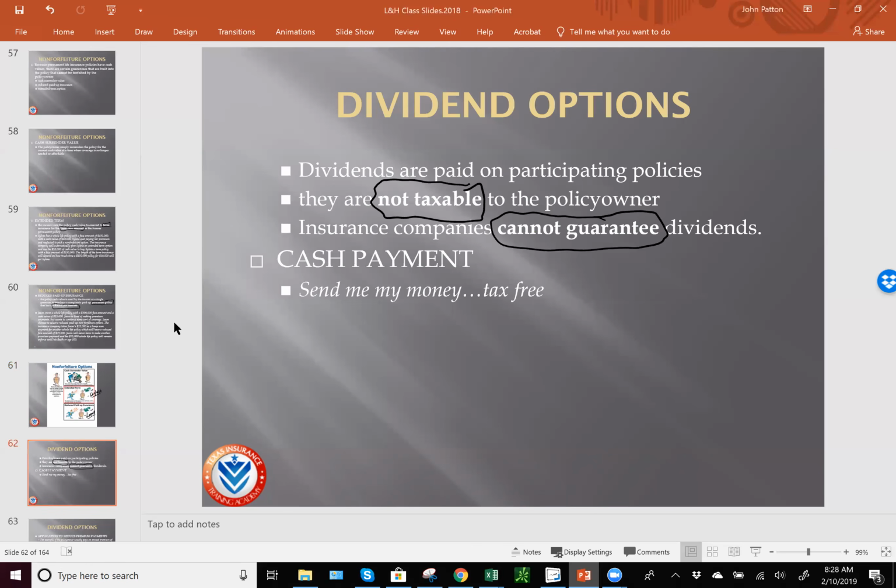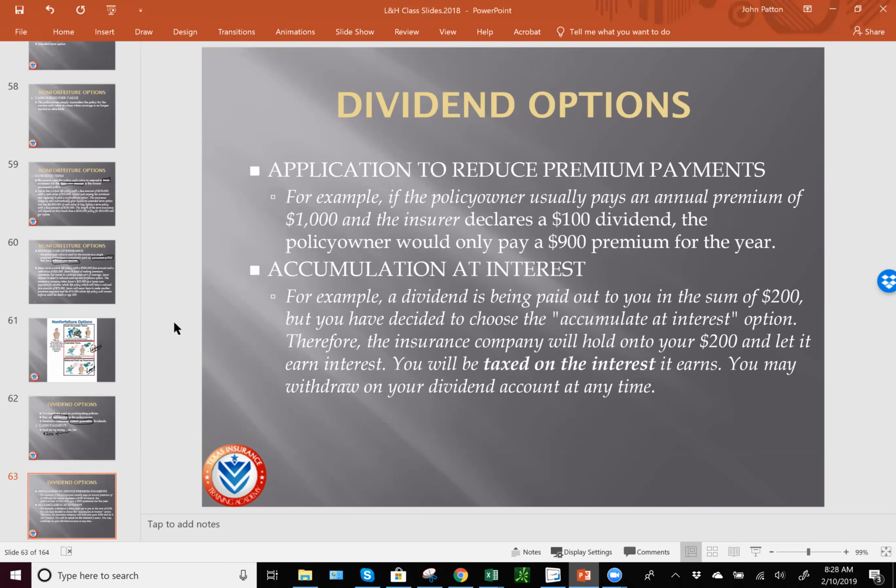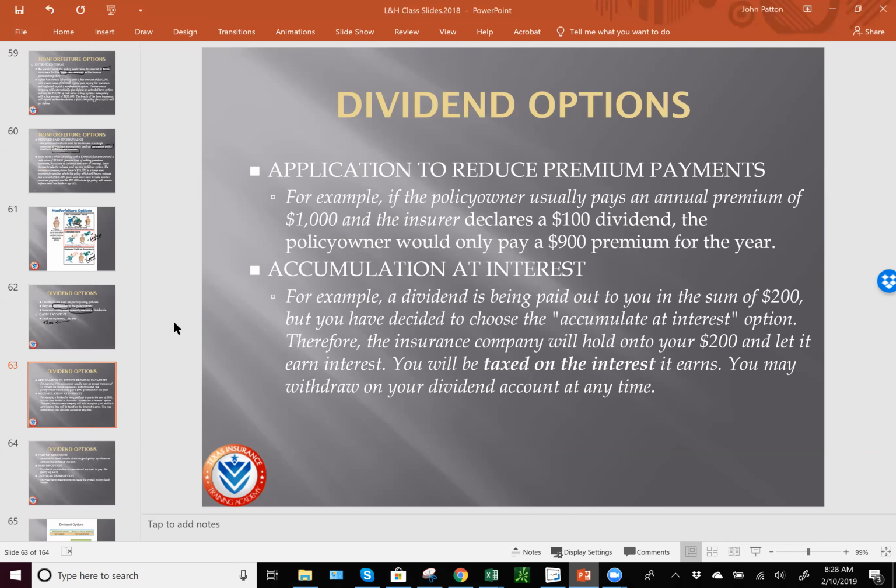All right, here are your different dividend options. First is a cash payment. That's pretty easy. Send me my money, tax-free. So if Mutual, let's say Mutual of Omaha has a $200 dividend for you, they send you your money, and that money is tax-free. Your next dividend option is to reduce premium payments. So in this example, if the policy owner usually pays an annual premium of $1,000 and the insurer declares a $100 dividend, the policy owner will only pay $900 premium for the year. So under the reduce the premium payments, it just reduces next year's annual premium.